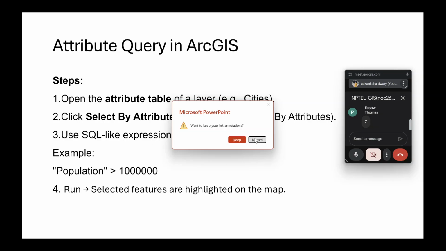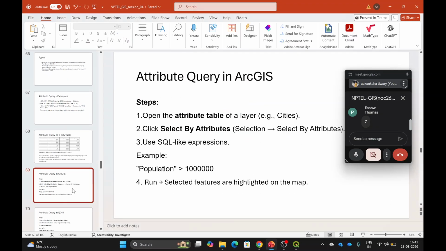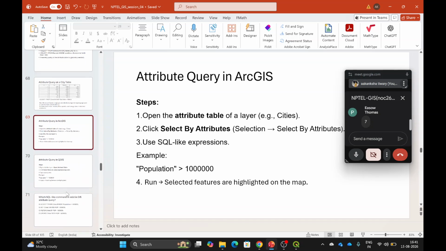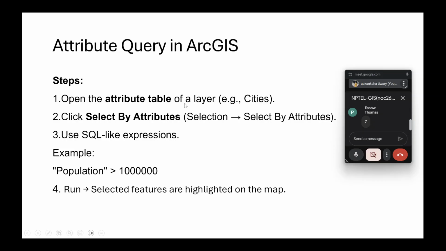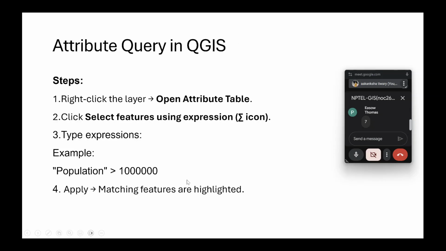These are the steps that you have to do. If you want to make any attribute query, first of all, in ArcGIS, you have to go to the attribute table, then select by attribute, and then the SQL expression is going to be population greater than this. Okay, and for QGIS also it is similar. You have to right click on the layer, then open the attribute table, and then select the features.